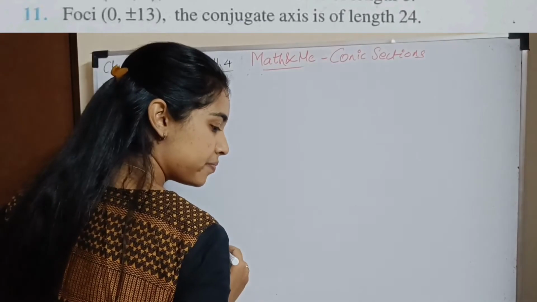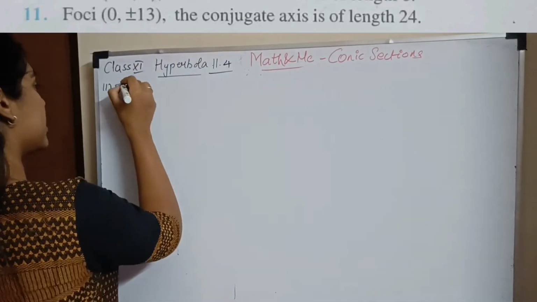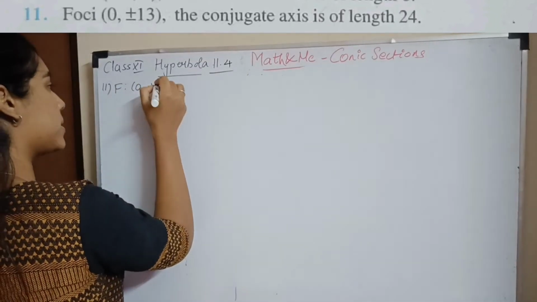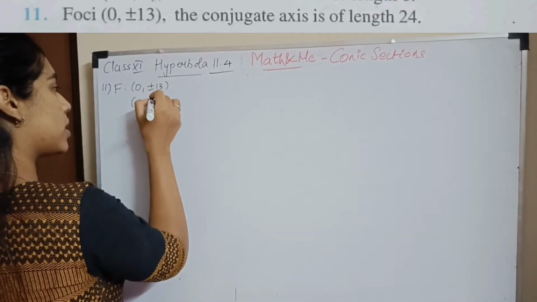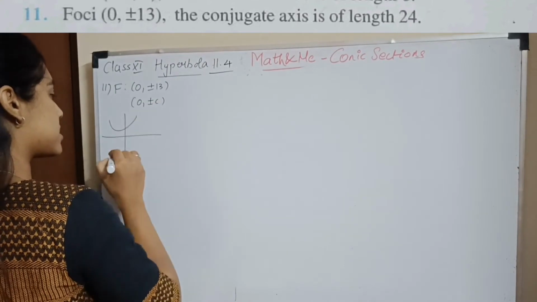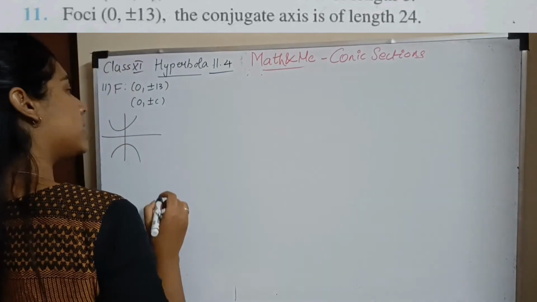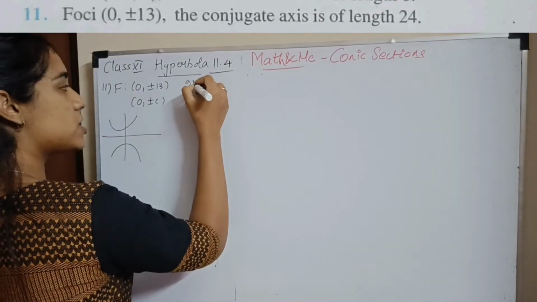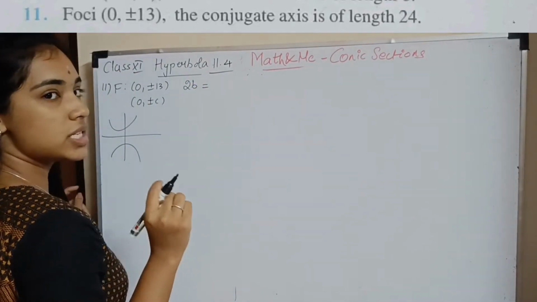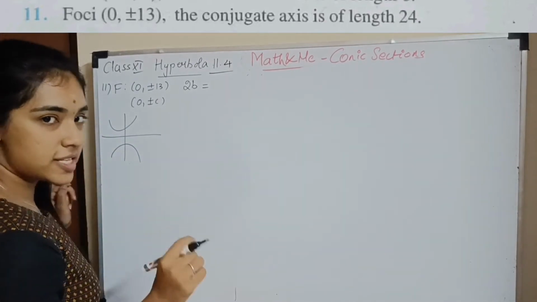Question number 11. Foci is at 0, plus or minus 13. So foci is at 0, plus or minus 13, which is 0, plus or minus c. So hyperbola it will be along the y-axis. It will look like this. And the conjugate axis is of length 24. Conjugate axis, it is 2b. Transverse axis is always 2a. Conjugate axis is the axis which is perpendicular to the transverse axis.